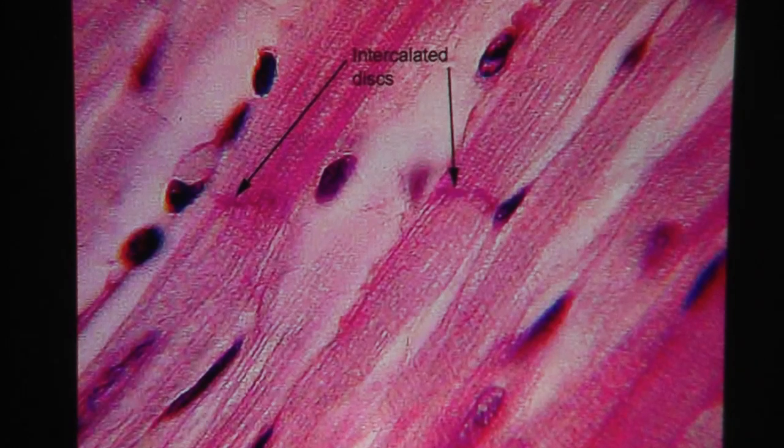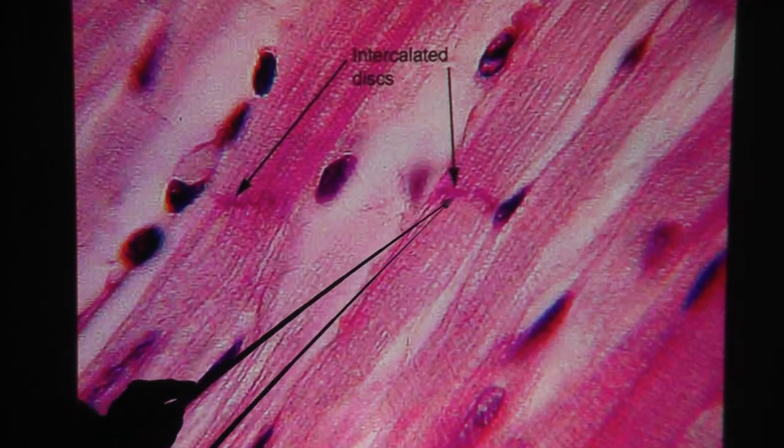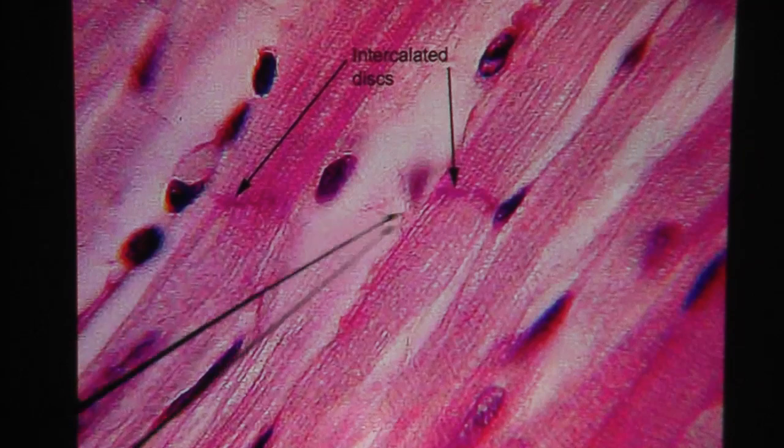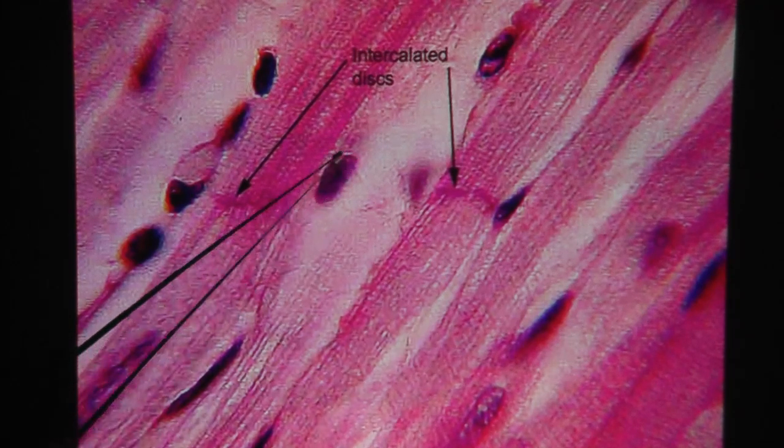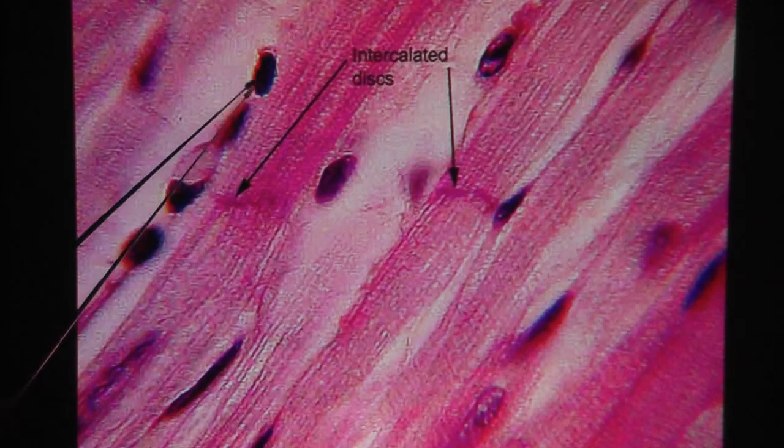Here's another view, and you see some faint striation. Okay, not as good as the ones in skeletal muscle. But you do see intercalated disc, and when you see these things, you know it's cardiac muscle. Notice how round the nuclei look compared to the skeletal muscle nuclei. And of course, there's branching.